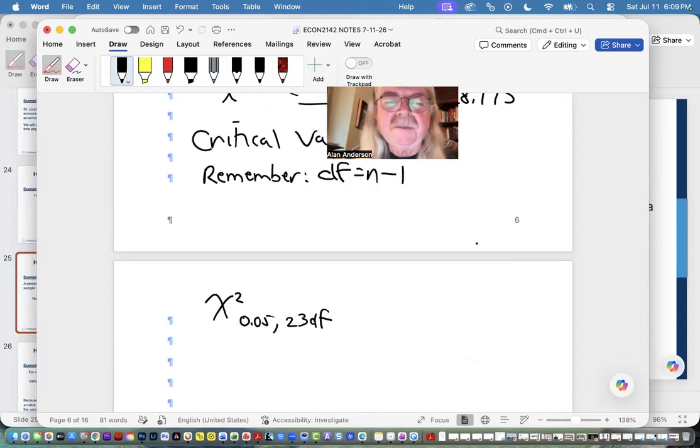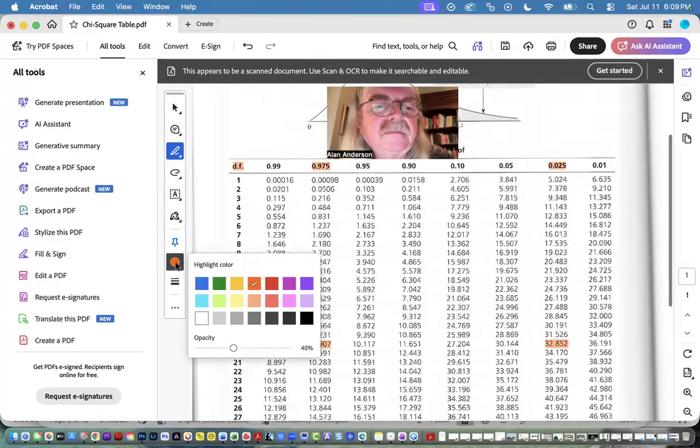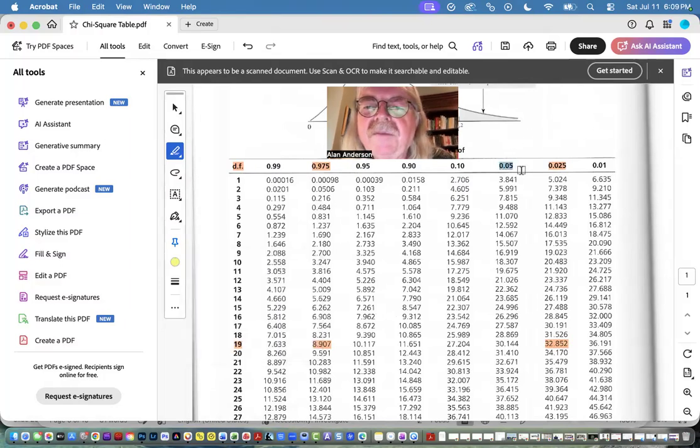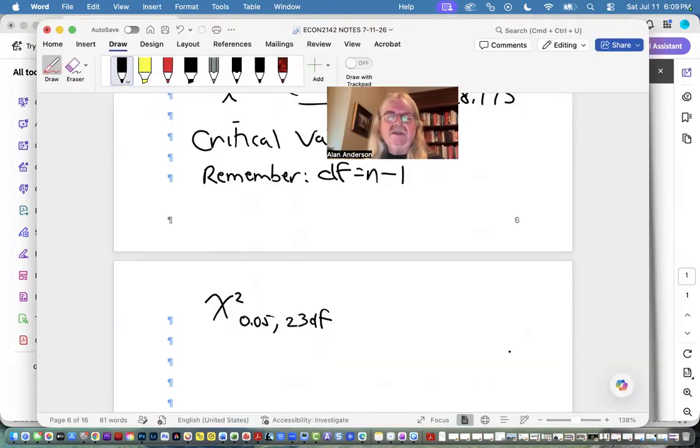So let's look this up in the table, which I just happen to have right here. Wow, I'm not sure how to erase these orange marks. All right, we'll work around it. So we have 5% in the right tail. Oh, I know. I'll change the color. 5% combined with 23 degrees of freedom is 35.172.